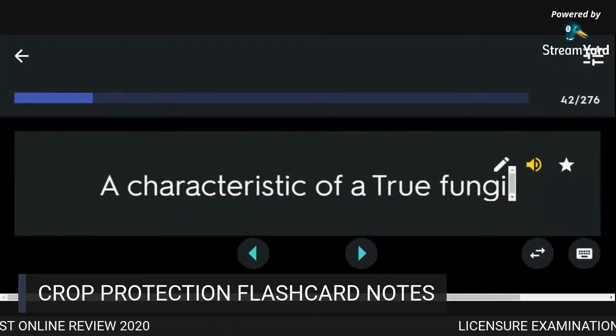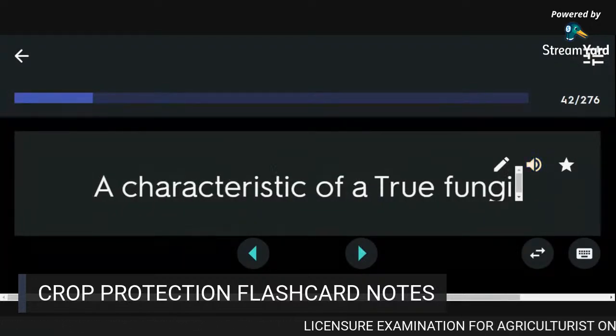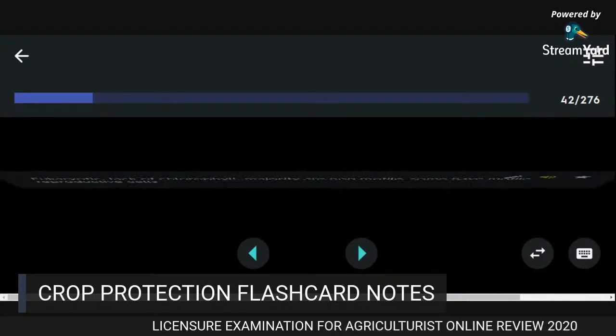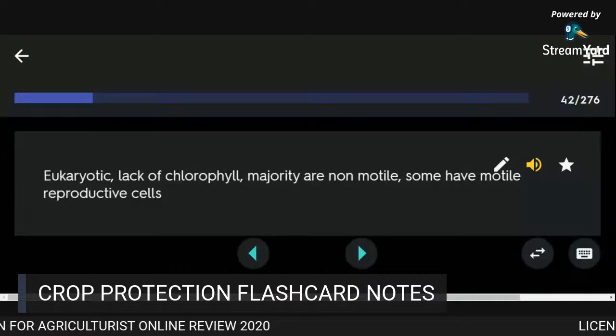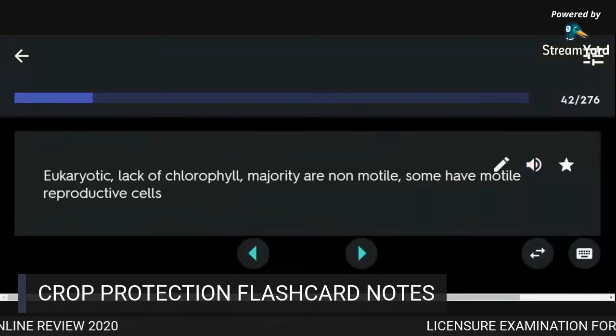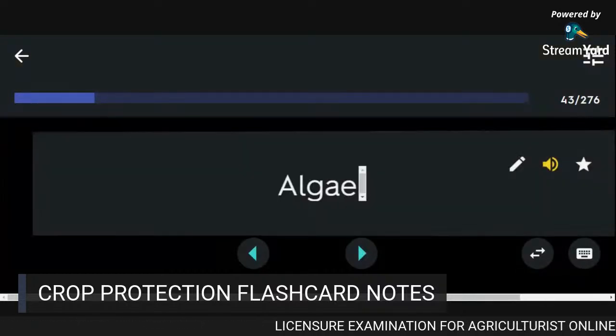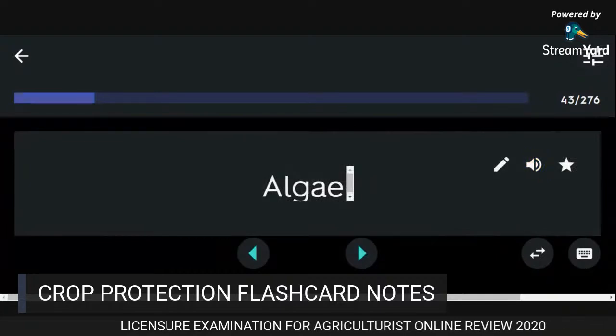A characteristic of a true fungi: eukaryotic, lack of chlorophyll, majority are non-motile, some have motile reproductive cells. Algae. Not a fungi.